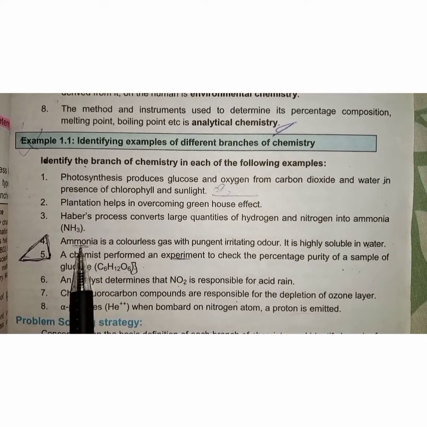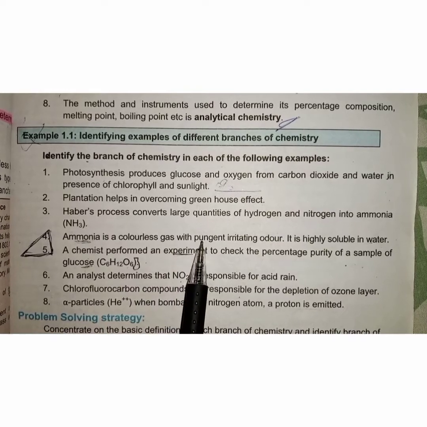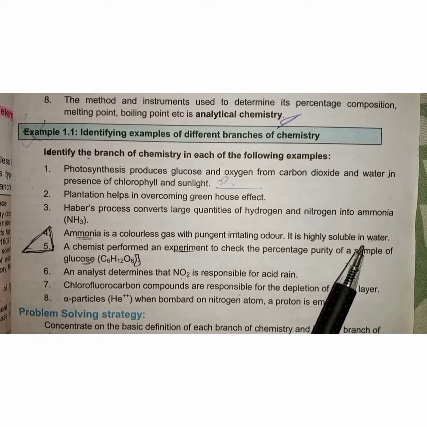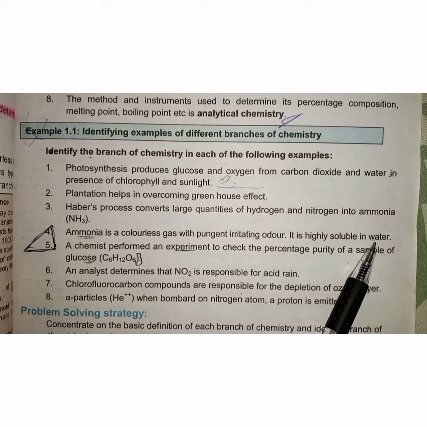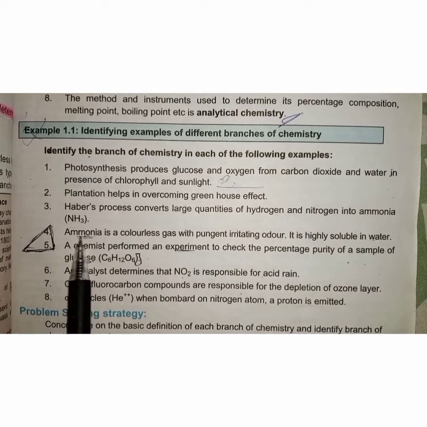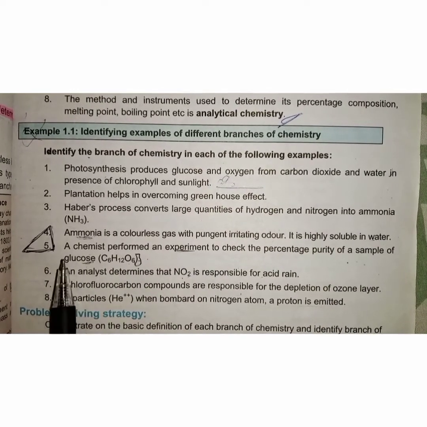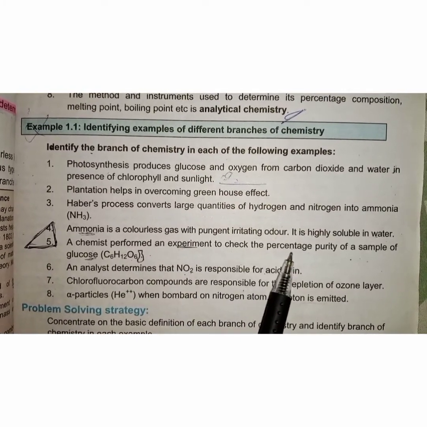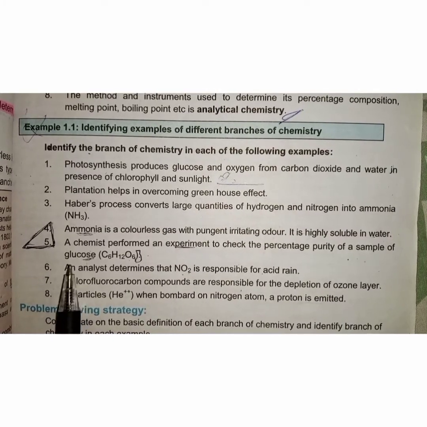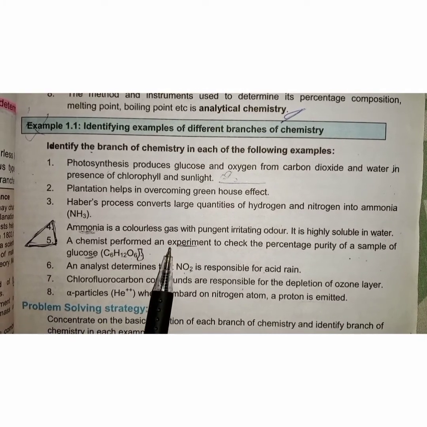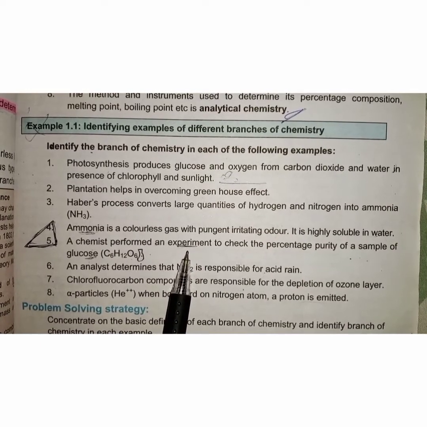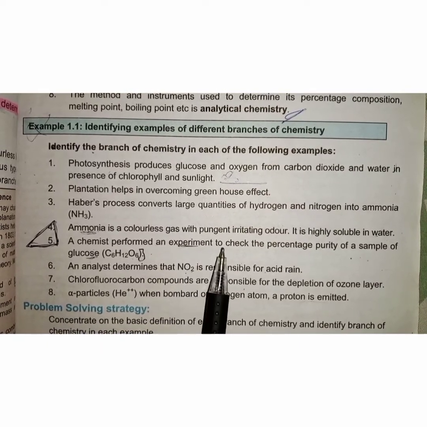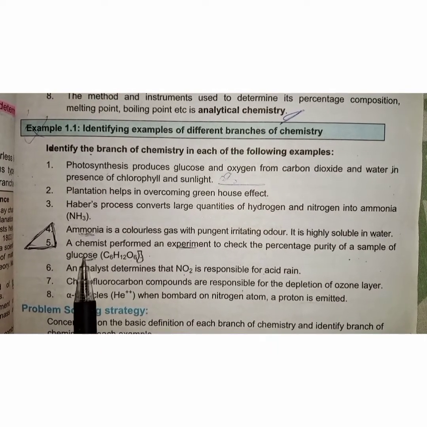Number 4: Ammonia is a colorless gas with a pungent, irritating odor. It is highly soluble in water. This is an example of inorganic chemistry because ammonia is inorganic. Number 5: A chemist performed an experiment to check the percentage purity of a sample of glucose. This is an example of analytical chemistry because the chemist performed an experiment. He analyzed the percentage purity of a sample of glucose.